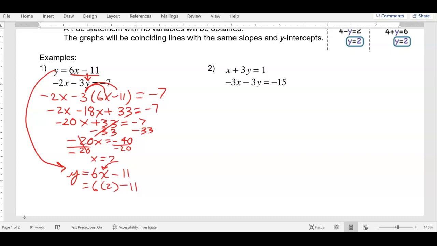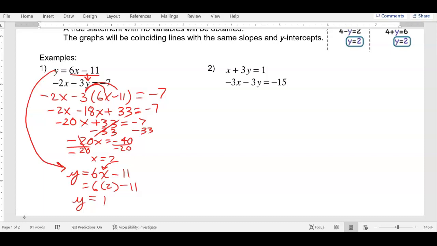So it's substituted. And now I just do some math. What's 6 times 2? 12, and then minus 11 is 1. Yeah, okay. Not that bad. Once you have one variable, you just plug it in. It's a little bit shorter.